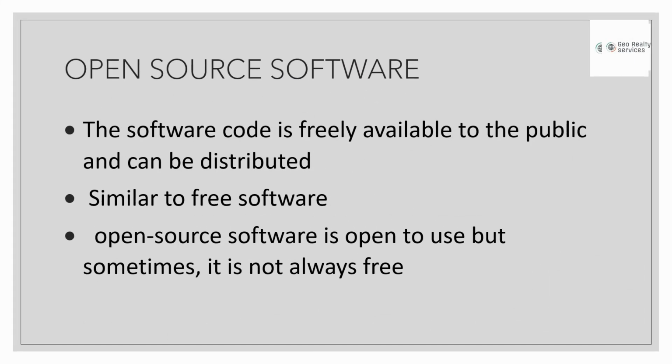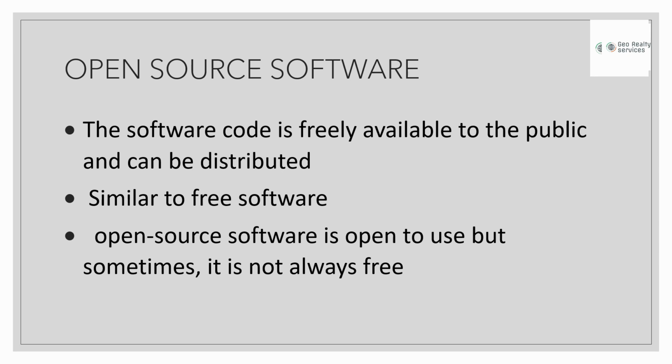What is open source software? Open source software is computer software that is released under a license, in which the copyright holder grants users the right to use, study, change, and distribute the software and its source code to anyone and for any purpose.